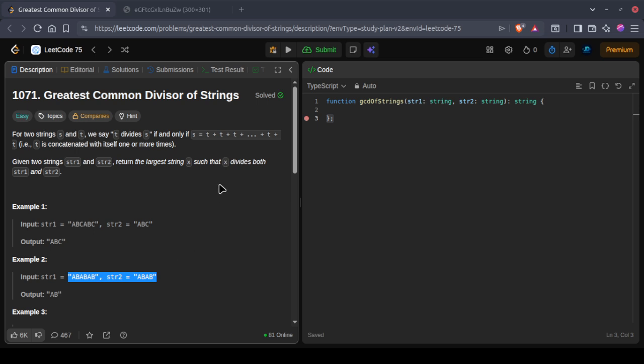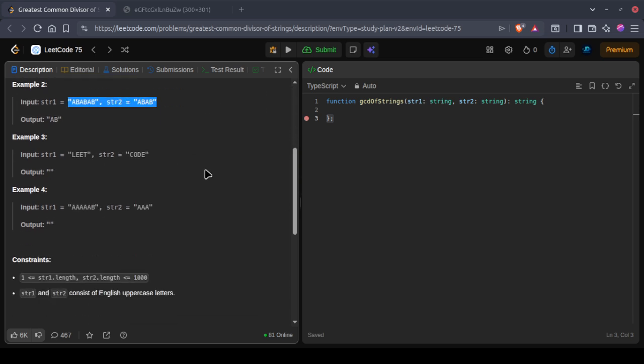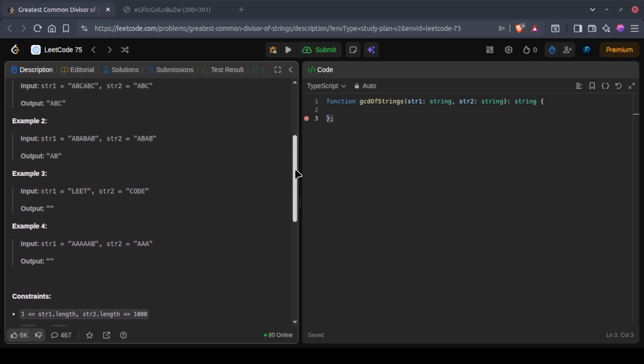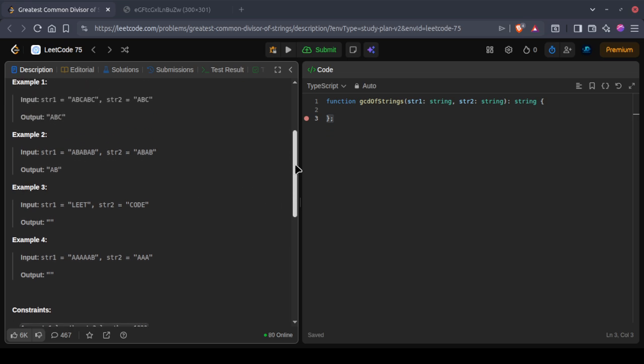But if no pattern exists, like in example 3, I have leet and code. In this, there is no common repeating unit, not leet, not code, it's LeetCode. So first I have to check whether the pattern is similar or not, like whether str1 plus str2 is equal to str2 plus str1 or not.